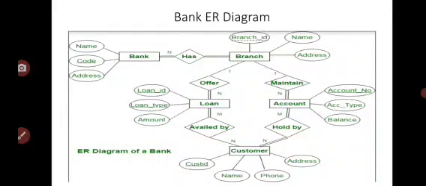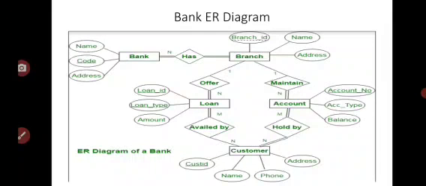And in the account entity, we have account number, account type, and balance. The account number is the key attribute. In the loan entity, we have loan ID, loan type, and amount. Loan type and loan ID both act as key attributes. And in the customer, we have customer ID, name, phone, and address. Customer ID is the key attribute.